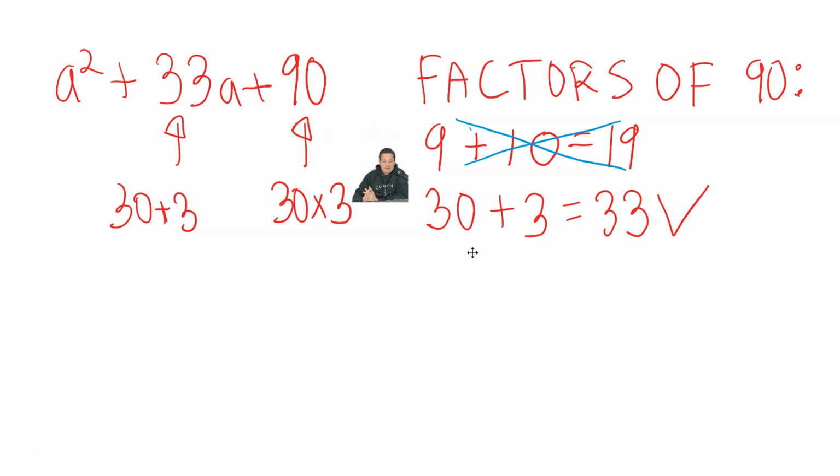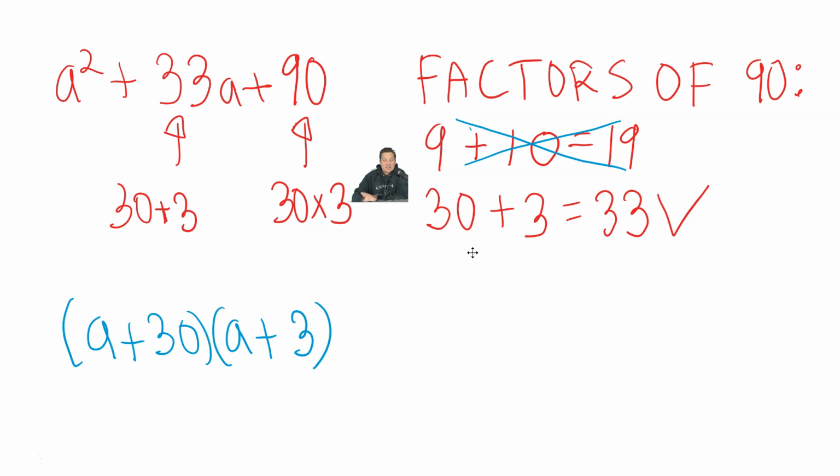Alright, so now we can factor this simply as follows. It's going to be a plus 30 multiplying, as an example, a plus 3. And that is the factored form of the expression. Okay, so we have just done, like, I think 6 examples pretty quickly. But once you've done enough of these, I hope you can catch the rhythm and see what's happening here, okay?